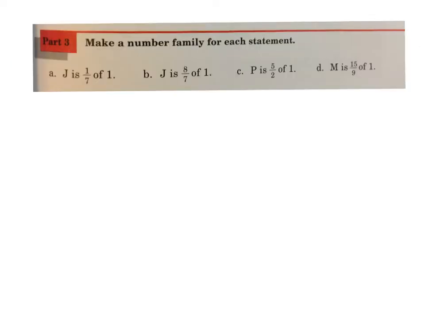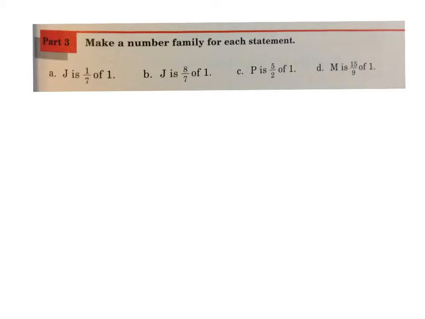So starting part 3, all of these are statements that are comparing a letter to the number 1. So you're going to have to make number families that have a fraction for the difference, a fraction for the letter that you're given, and a fraction for the 1 whole. So remember that if the letter is less than 1, then the letter is going to be a small number. If the letter that you're given is more than 1, it's going to be a big number.